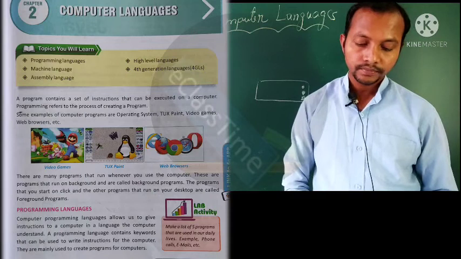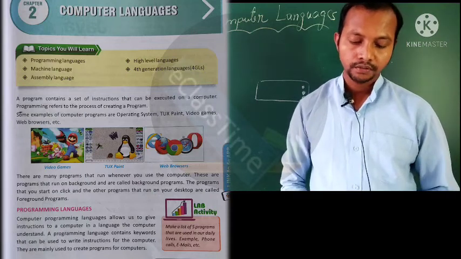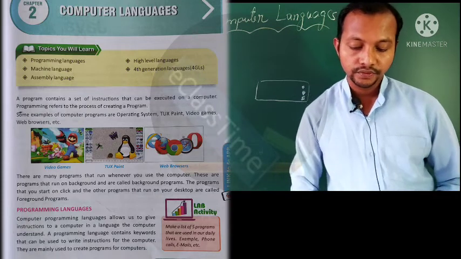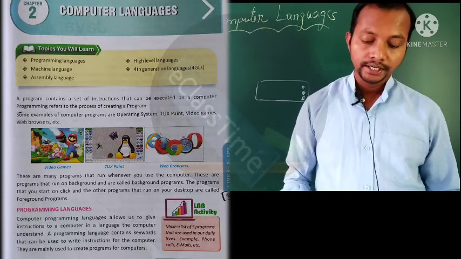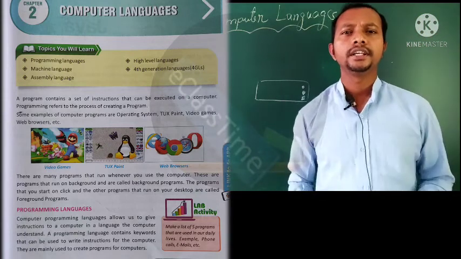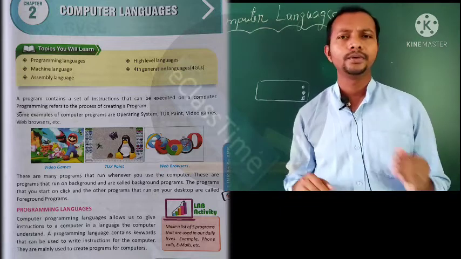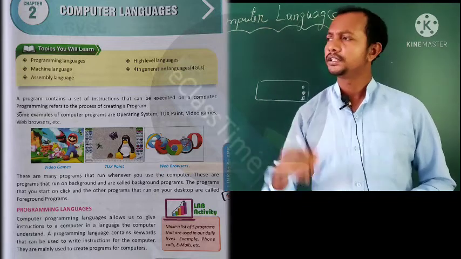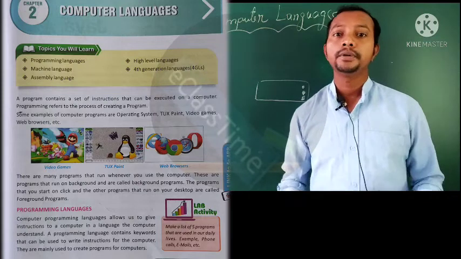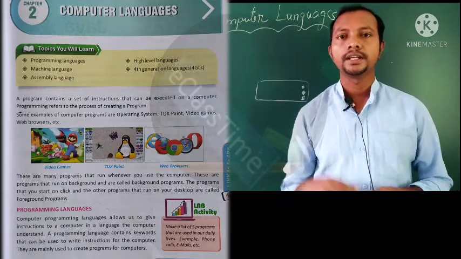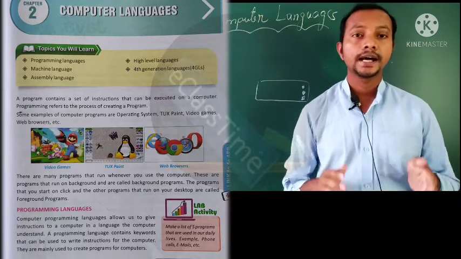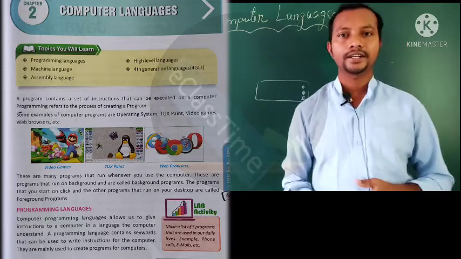Next, programming language. Computer programming languages allow us to give instructions to a computer in a language that the computer can understand. Like you and me, we understand English. If somebody says come here, we go to the person. If somebody says get out, go away, then we go away. Yes or no? So the computer simply does not understand whatever we speak like this. They understand something else. So programming languages are the languages in which the computer can understand.